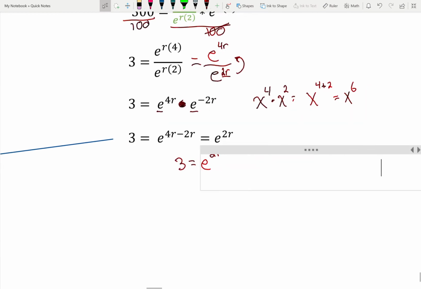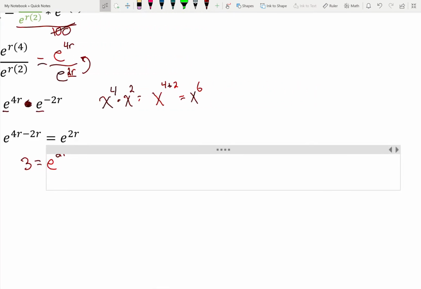I don't know what's going on with my computer. Okay, freak accident. Let's keep moving on.